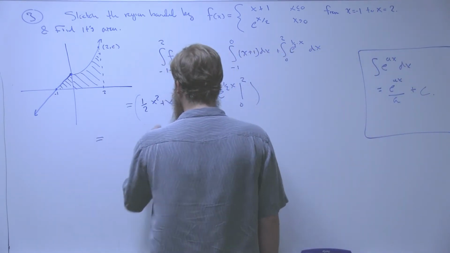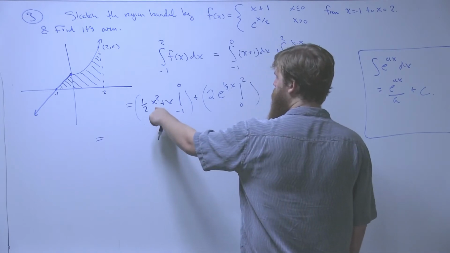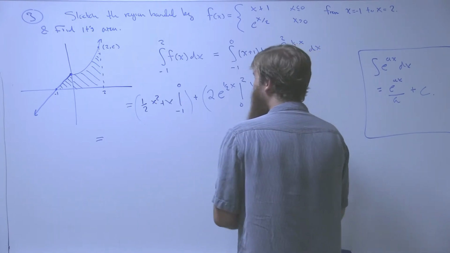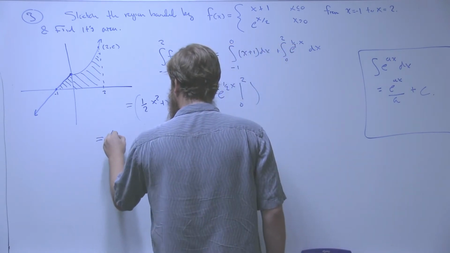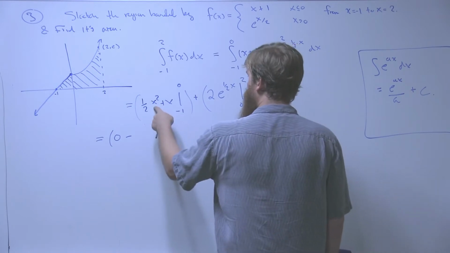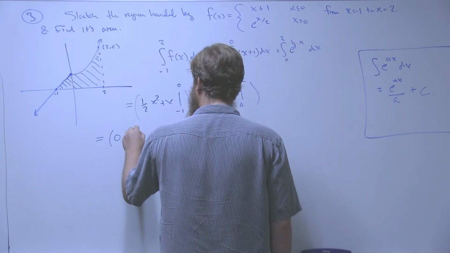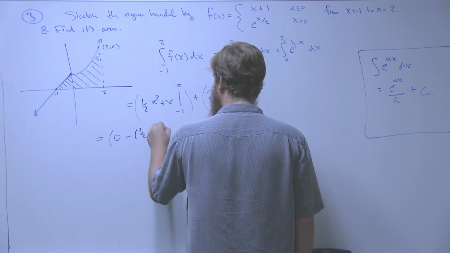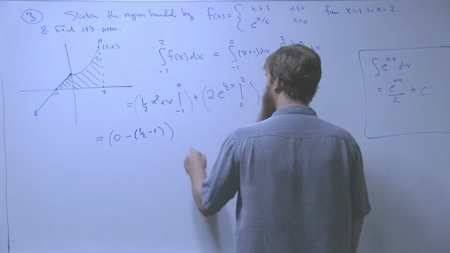At the upper limit, this thing contributes nothing, right? If I plug 0 in, I get 0 out. So I've got 0 minus whatever I get when I plug in -1. -1 squared is 1, so I've got my 1/2 plus -1. That's everything from the first integral.